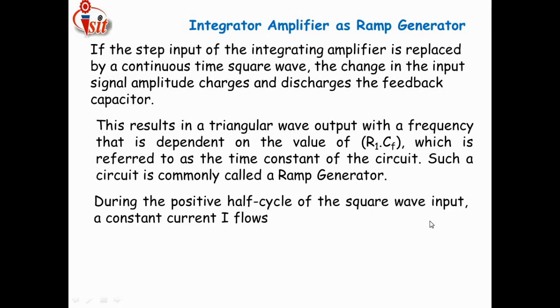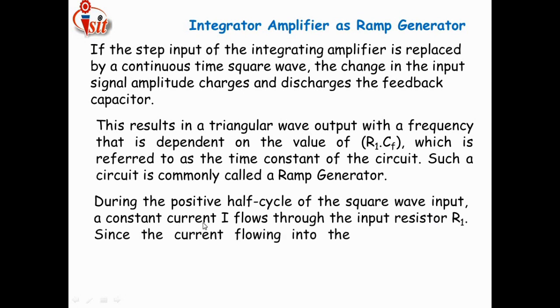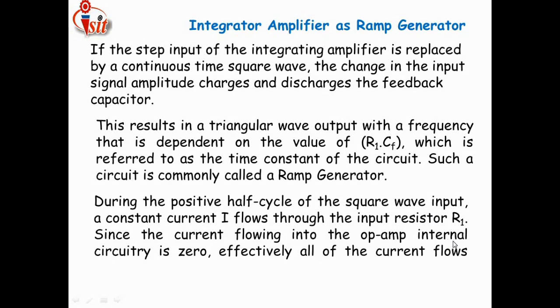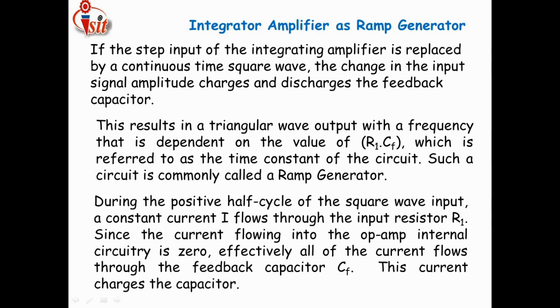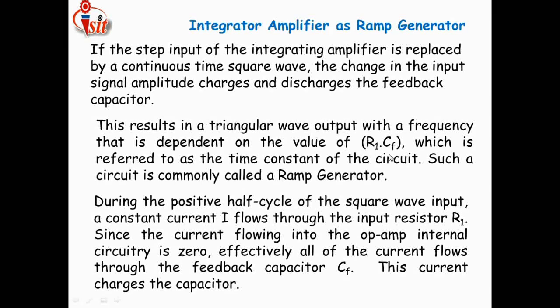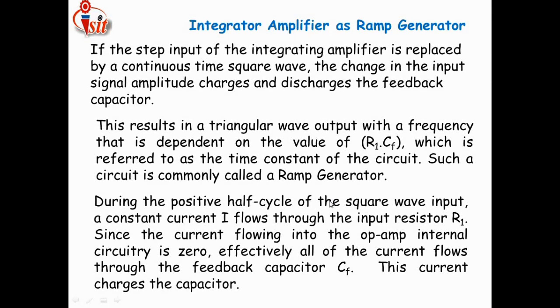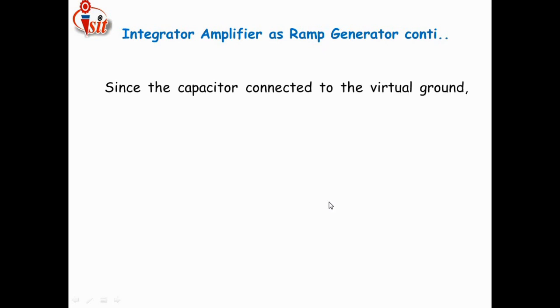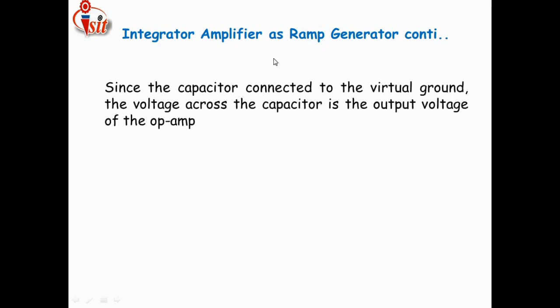During the positive half cycle of the square wave input, a constant current I flows through the input resistance R1. That means during the positive half cycle, constant current will flow. Since the current flowing through the op-amp internal circuitry is zero, effectively all the current flows through the feedback capacitor CF. This current charges the capacitor, and whatever the output shown here, you see here, integrator amplifier as a ramp generator continuation.